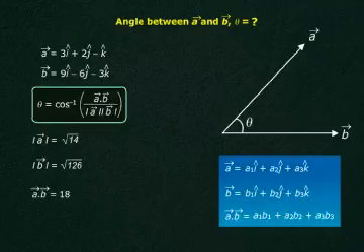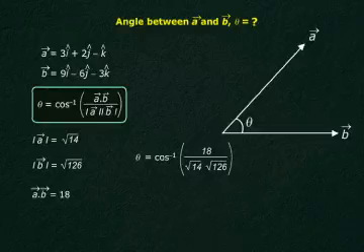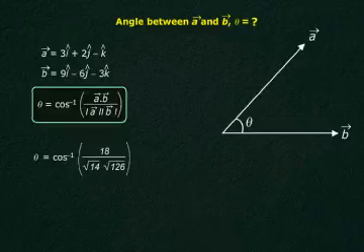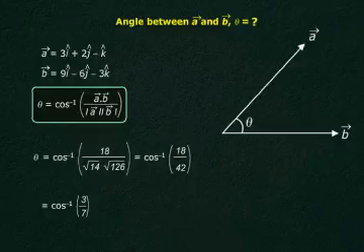So what do we do now? We substitute these values in the formula for angle theta. So we get theta equals cos inverse of 18 divided by square root of 14 into square root of 126. You simplify this and you get cos inverse of 18 divided by square root of 1764. Now square root of 1764, what is that? Nothing but 42. Now you simplify this fraction and you finally get theta as cos inverse of 3 by 7.